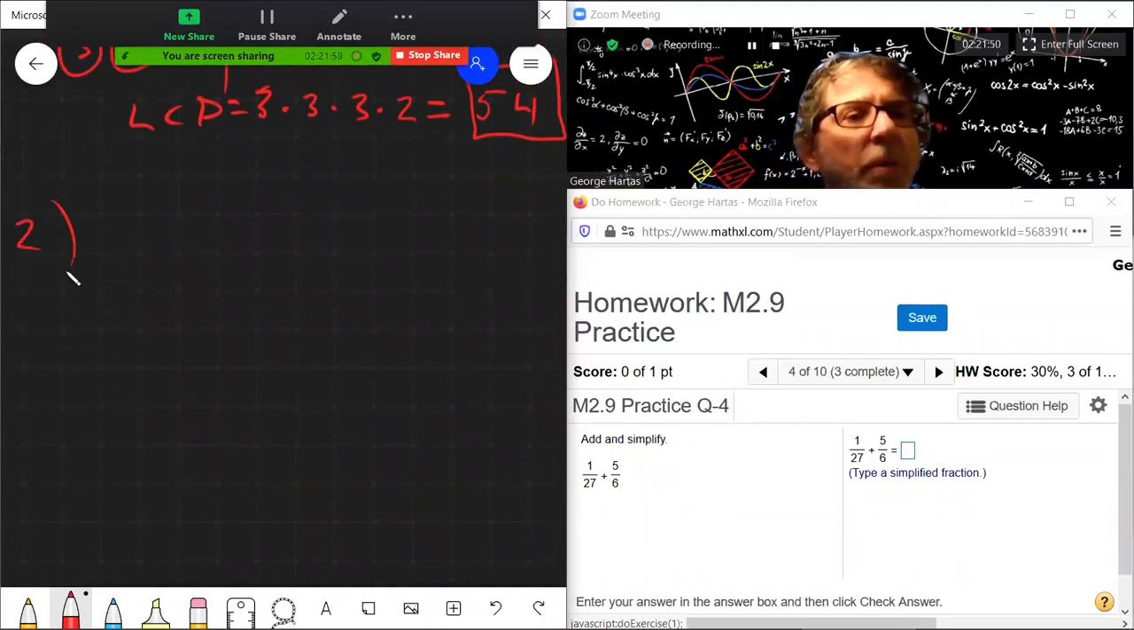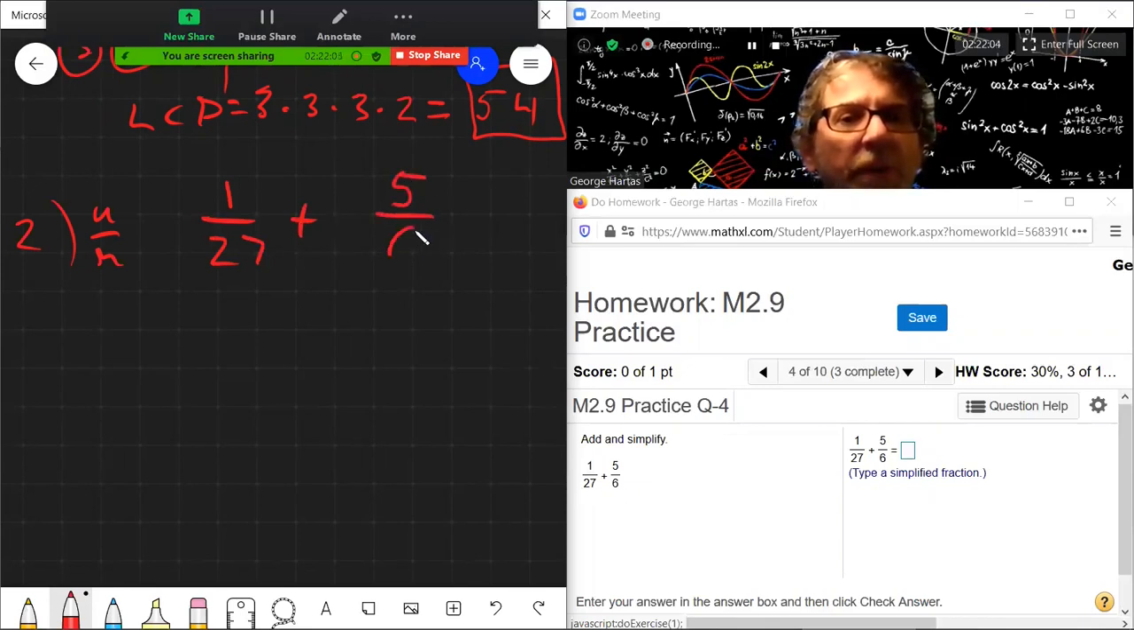Step 2, n over n. We've got to multiply by some number. So we have 1/27th, leave a little space on the left, plus 5/6, leave some space on the left. What number times 27 is 54? And you can kind of see here, this is 27, right? 3 times 3 times 3 is 27. 27 times 2 is 54. If that's 2, that's 2.